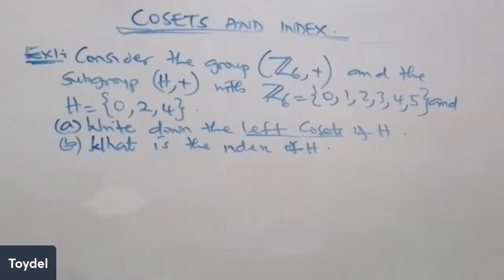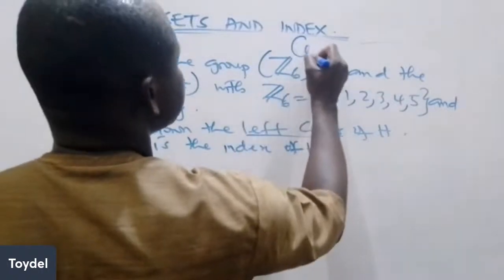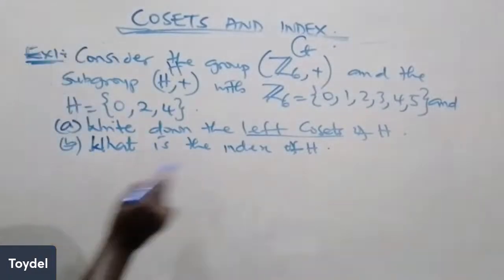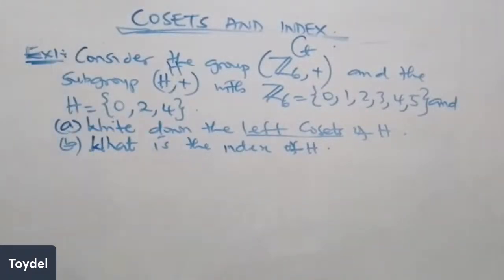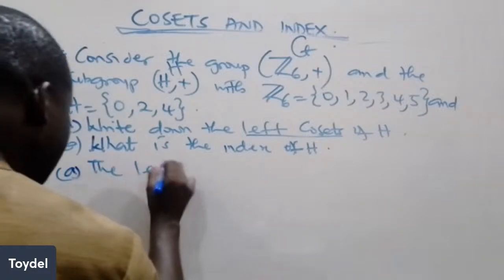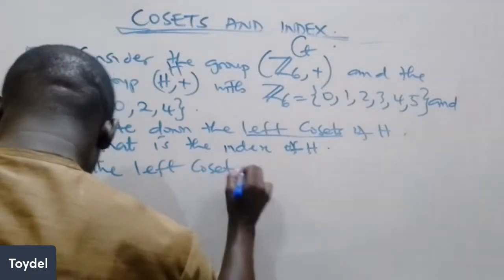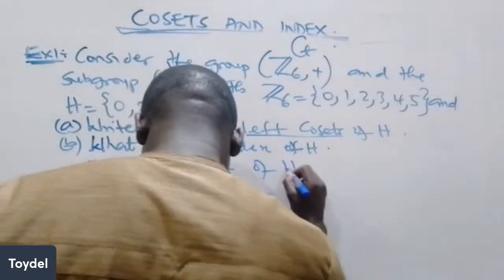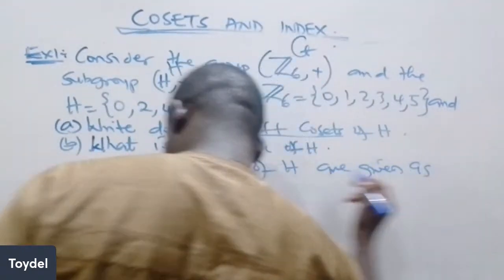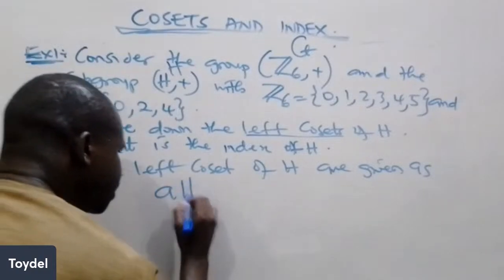So let's look at it very well. In this case, this is the group G, and this is the subgroup. We want to find the left coset. So the left coset of H is given as aH.